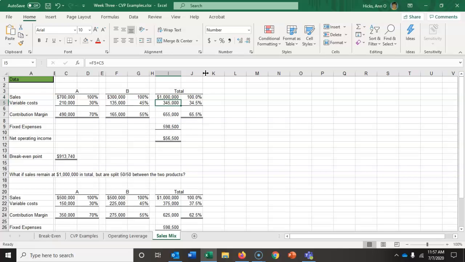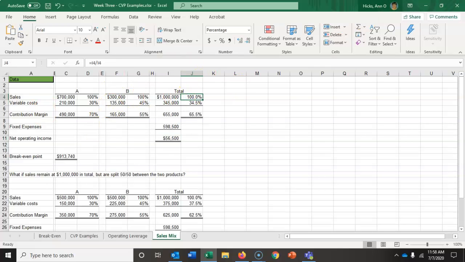Our variable costs total $345,000. That's just the combined variable cost for product A and product B. Contribution margin for the company as a whole is the difference between those two. And then we have fixed expenses. Now notice the fixed expenses are being accounted for on a company-wide basis. They're assumed to be related to the overall company, not each individual product. And then that leaves us with net operating income of $56,500.